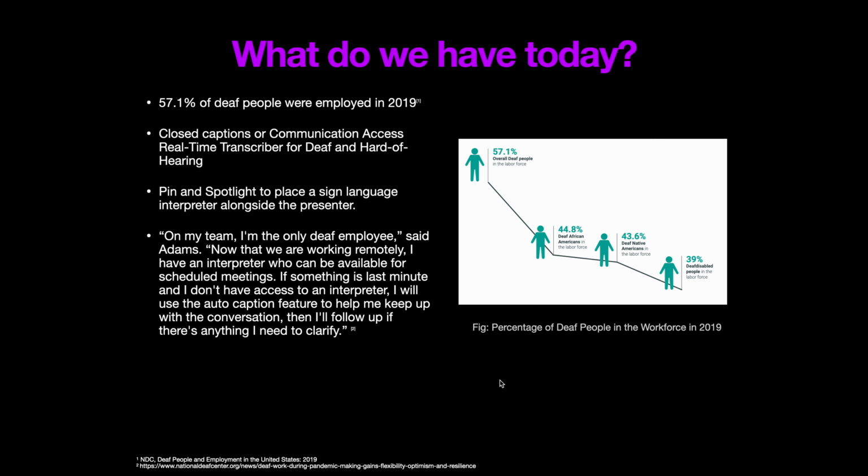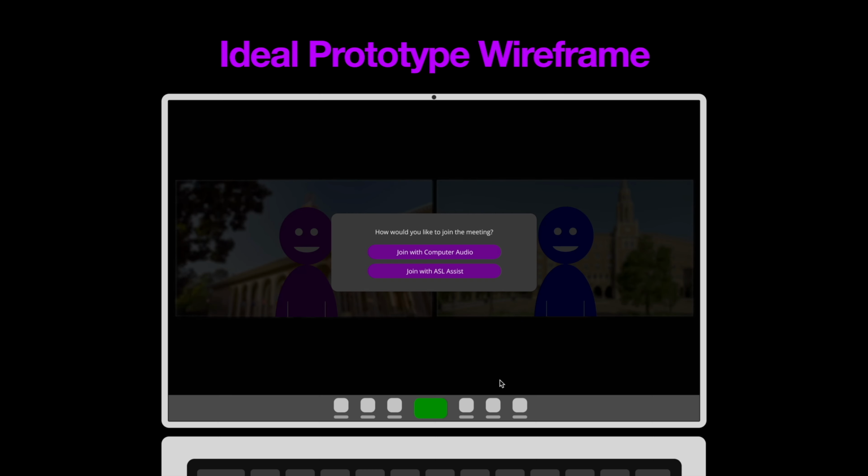Statistically, 57.1% of deaf people were employed in 2019. One of the employees shares his story wherein an additional interpreter had to support him, who wouldn't always be available. Currently, we have implemented the backend framework as a part of the hackathon. This is how we envision our product.